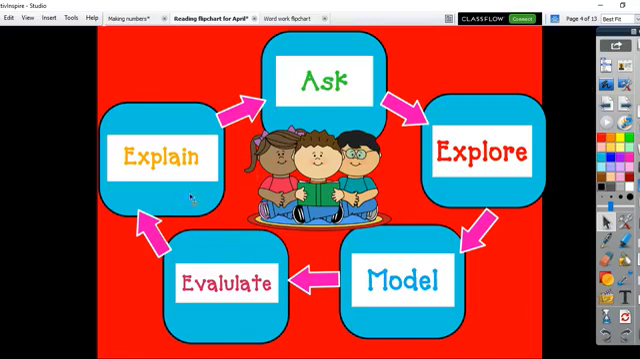This is the design process, and we apply it to all of our subject areas, reading, math, writing, because we're always asking a question. We're always going to be exploring and modeling and evaluating, and then we're going to explain it. And then sometimes it leads us to ask another question, or we can ask a different question.